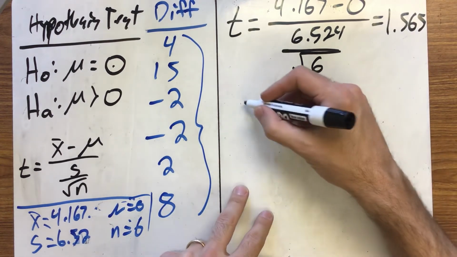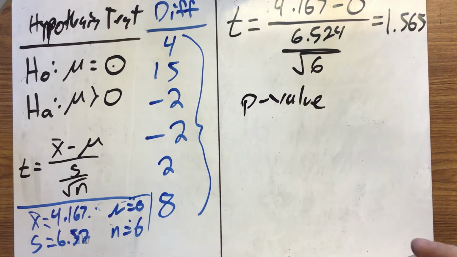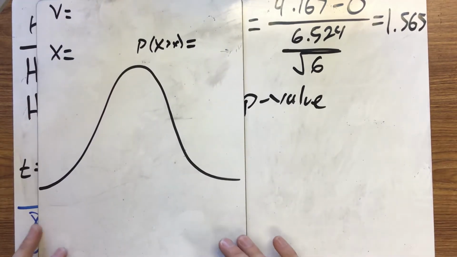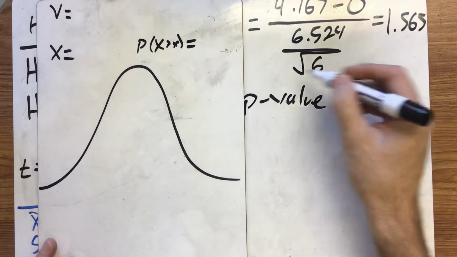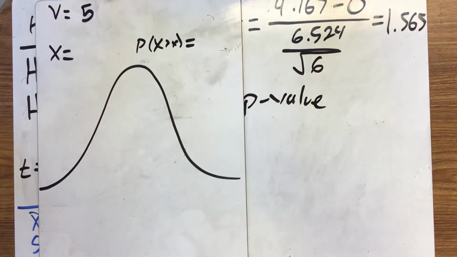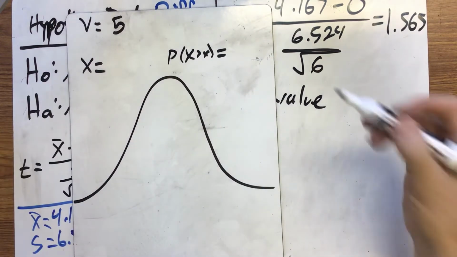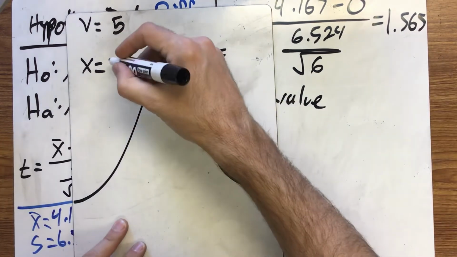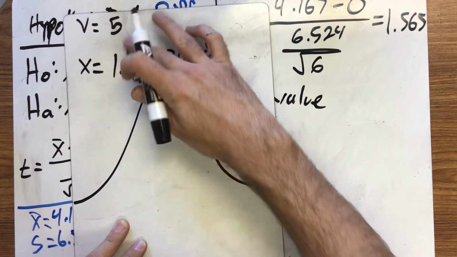And remember, for my p-value, I have to use the app. Sorry, students, I don't have my iPad on me, so I'm going to use a pretend app. If you had your iPad, the screen would look like this. We would put 5 up here for our degrees of freedom, because it's always our sample size minus 1. And then we would put 1.565 in for x.